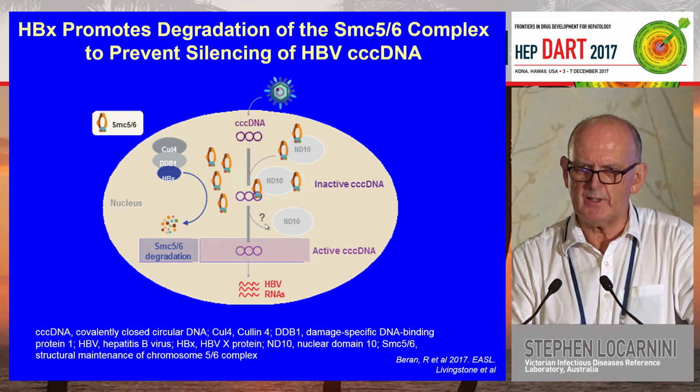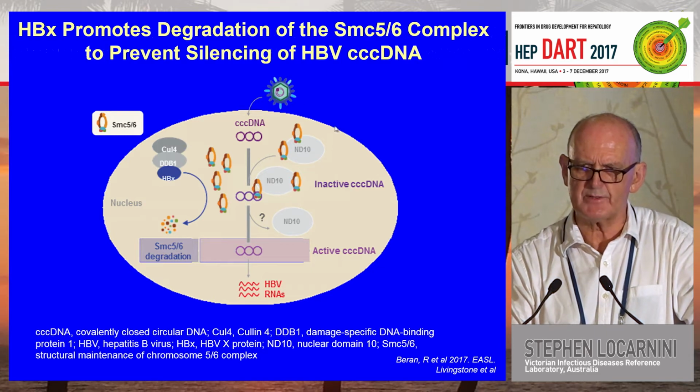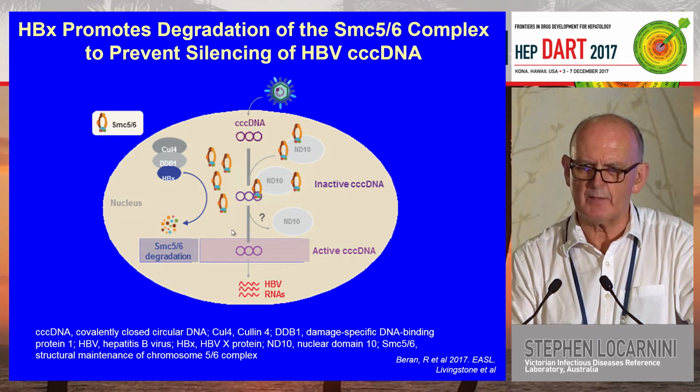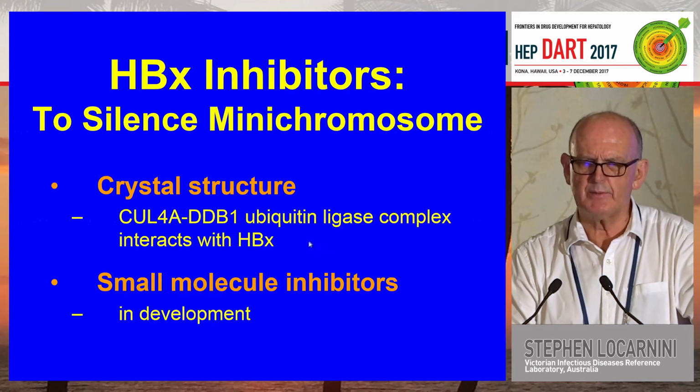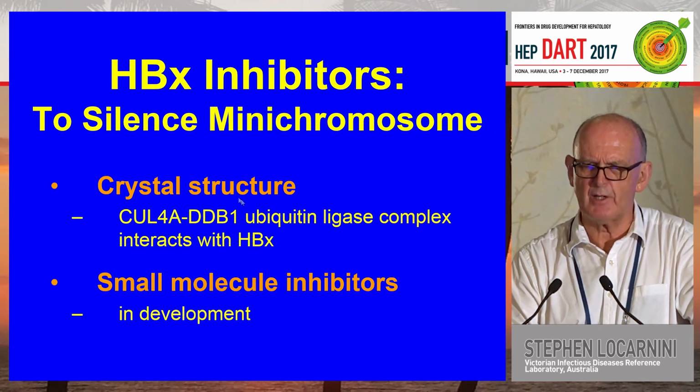And so in the presence of X, you get inactive ND10, SMC5/6, but in the absence of X, you get an active cccDNA. And so this balance, this critical interplay between the X protein and these host cell restriction factors like SMC5/6, really determines the outcome of the transcriptional state of HBV. So in terms of targets, HBx inhibitors, in order to silence the minichromosome, is a very reasonable chemotherapeutic approach.